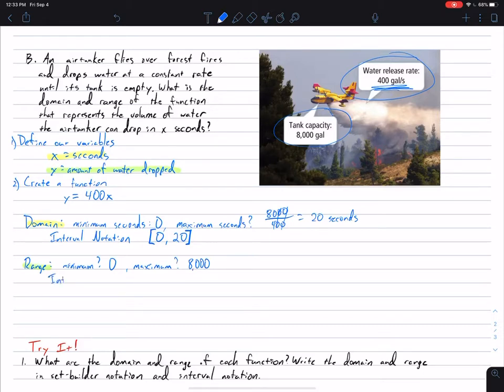So my interval notation for my range would be, again, minimum then maximum. Minimum is 0. Maximum is 8,000. Now, is 0 included? Yes. Is 8,000 included? Yes. So there we go. We have our domain, 0 to 20, and our range. So these would be our answers.